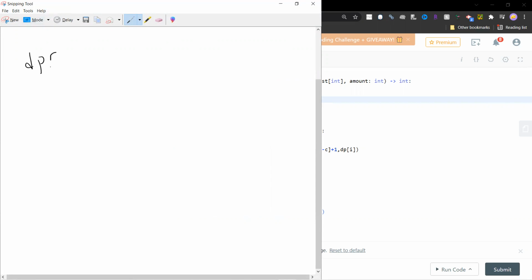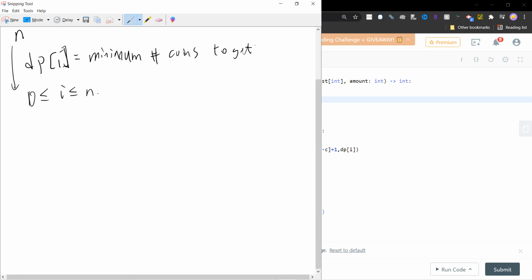So let's define dp[i]. Let's say our amount is n, and I'm working with this. So let's say dp[i] will be the minimum number of coins to get i. Okay, so basically the minimum number of coins to get i.